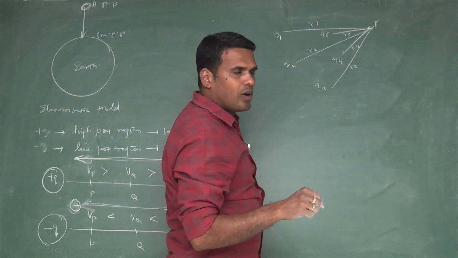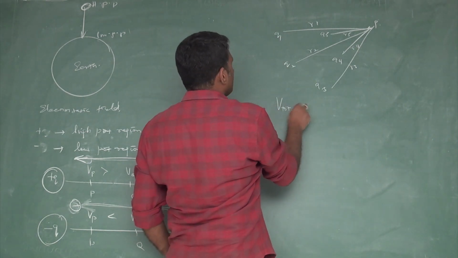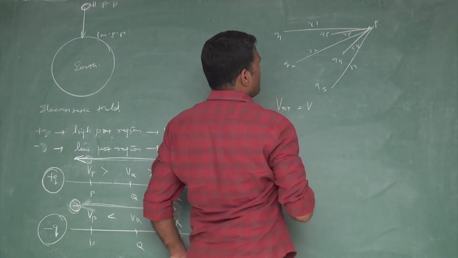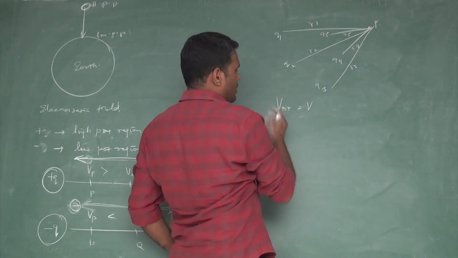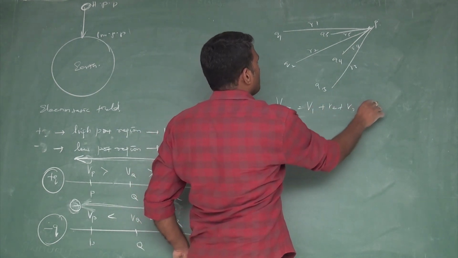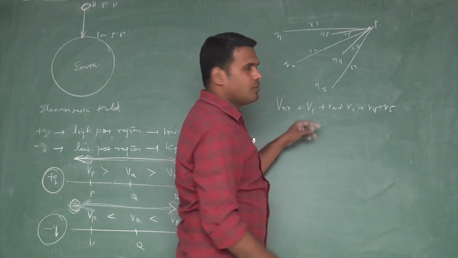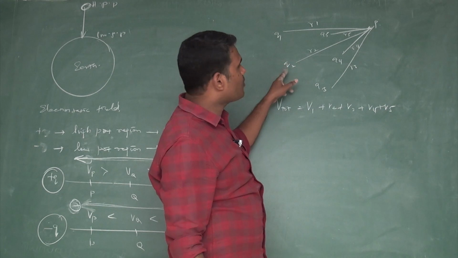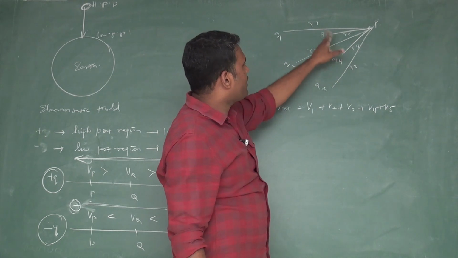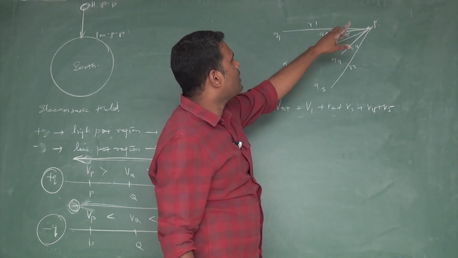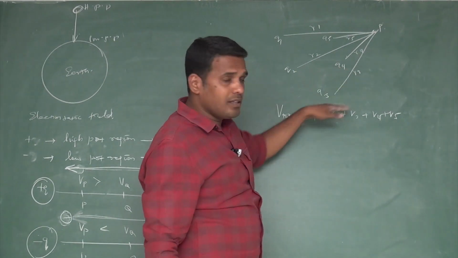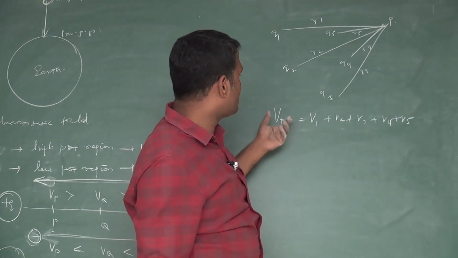As potential is a scalar quantity, we can sum up the potentials due to individual charges at that point P, and that will give you the total potential at that point. So I can write V total equals V1 plus V2 plus V3 plus V4 plus V5. V1 is the potential due to the charge Q1, V2 is the potential due to the charge Q2, V3 is the potential due to the charge Q3. In the same way, V4, V5 due to the charges Q4 and Q5. And the point P is at distances R1, R2, R3, R4, R5 respectively. If you sum up all the potentials due to all the 5 charges, you will get the total potential.